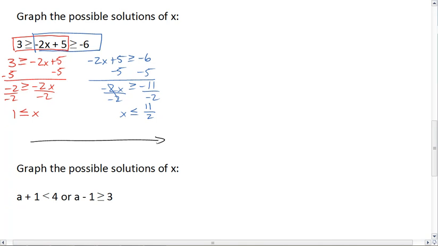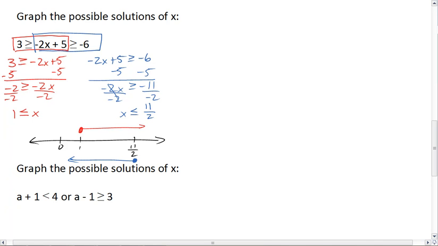Put it on a number line. We got a 0, we got a 1, we got 11 over 2. It doesn't really matter what that is, but it's bigger than 1. So there it is on our number line. Okay, so the first one, x is greater than or equal to 1. So that would look something like this. And then we'll do the other one, x is less than or equal to 11 over 2.